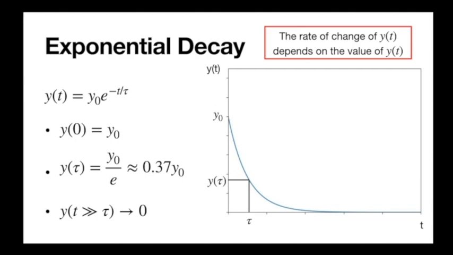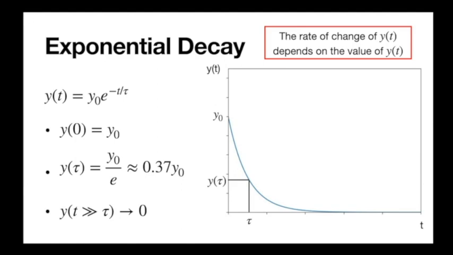If I plug in a little bit later time, tau, we haven't talked about what tau is yet, but it's the time constant, it's just some value of time. The units of tau are time. So if we plug in t equals tau, I get y naught times e to the negative tau over tau, or e to the negative 1, which is 1 over e. And so y of tau is equal to our original y naught, at time equals 0, over e, which works out to about a third.